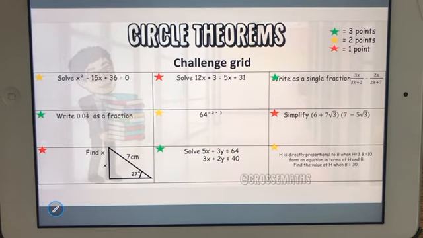3x times 2x is 6x squared. 3x times 7 is 21x. 2x times 3x is 6x squared. Minus 2x and plus 2 is negative 4x. Now the bottom is going to stay as it is for the time being: 3x plus 2, 2x plus 7.